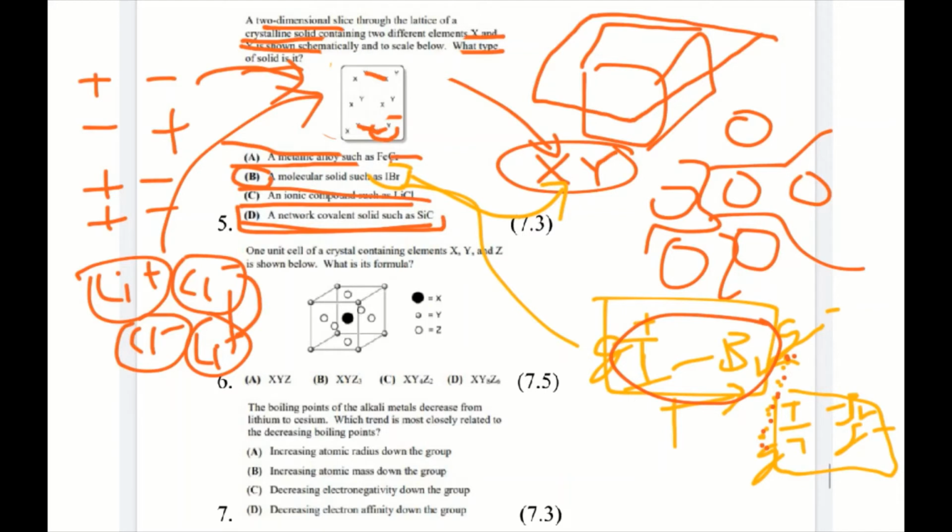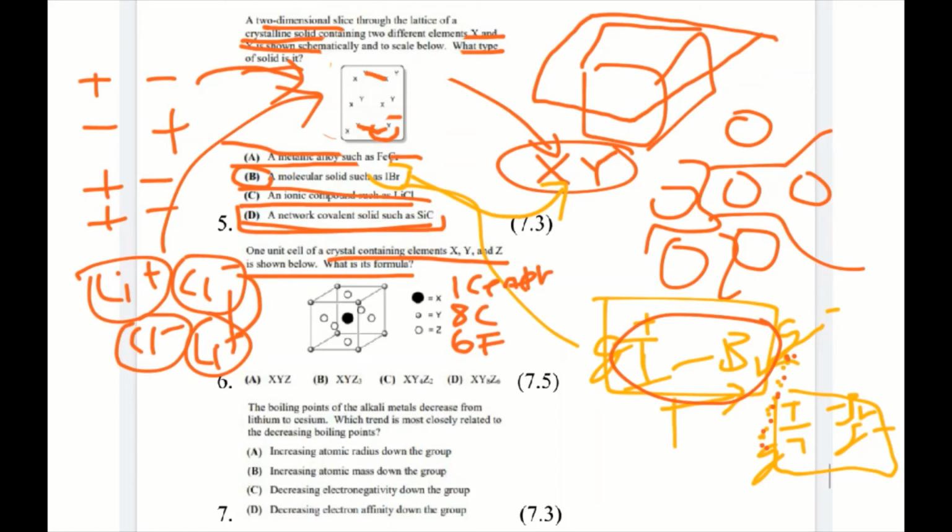Now let's take a look at number 6. One unit cell of a crystal containing elements X, Y, and Z is shown below. What is its formula? Well, we can look at this and see that there are 8 corner Y atoms, there are 6 face Z atoms, and there's 1 center X atom. So now let's determine the formula for this unit cell.